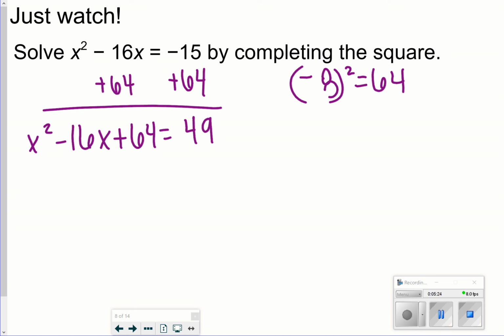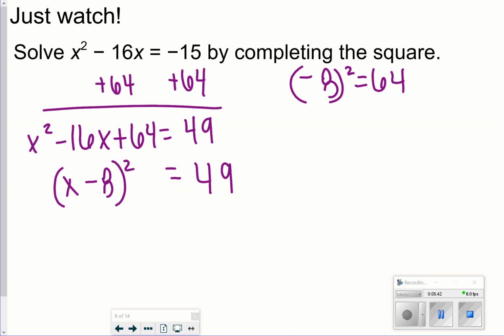Okay, then I'm going to factor it. So factoring on the left side, I would get x minus 8 times x minus 8, which is x minus 8 squared, is equal to 49. Okay, once I'm done factoring it, then I'm going to solve.